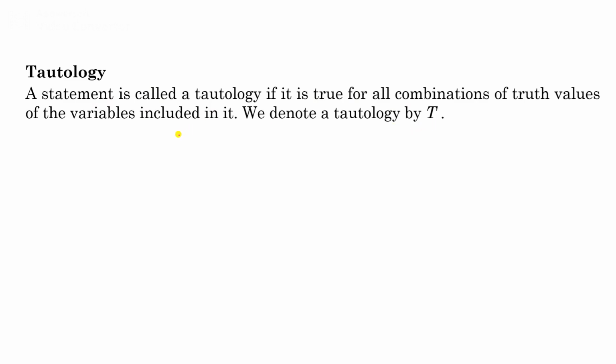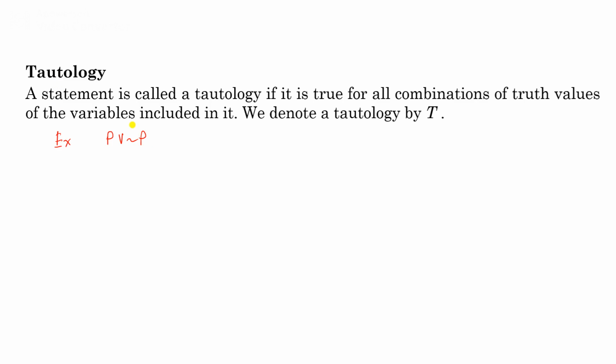It means suppose a compound proposition has n variables or n propositions, then it has 2 raised to the power n different combinations of truth values. So for each of these combinations, if the compound statement is true, then it is a tautology. For example, look at this: P or negation P. So this is a tautology.